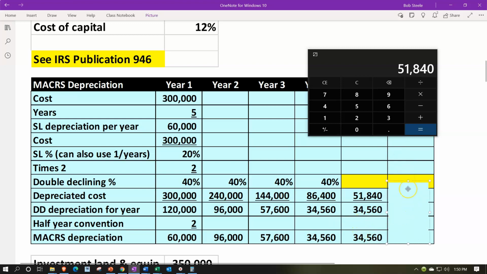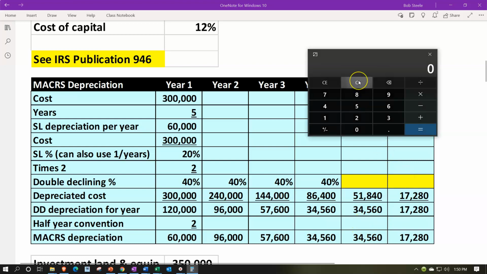And then in the last period, we would take where we left off, the 51,840 minus the 34,560, which gives us the plug of the 17,280. If we add up the bottom line, we should get back to the cost of the $300,000.